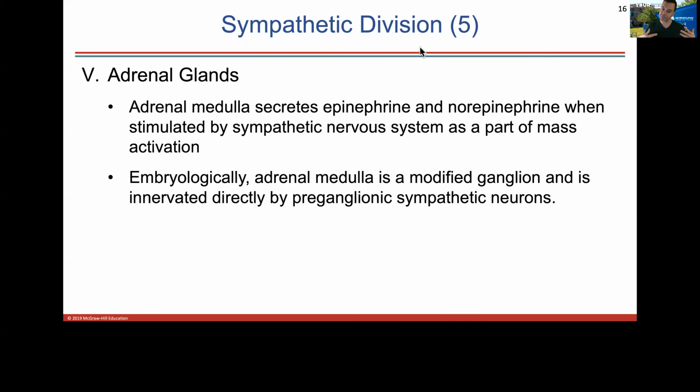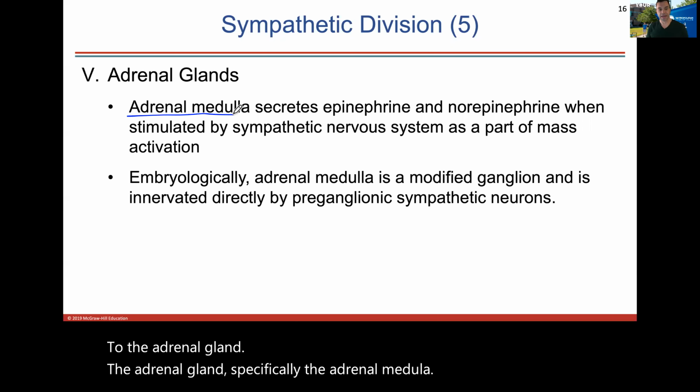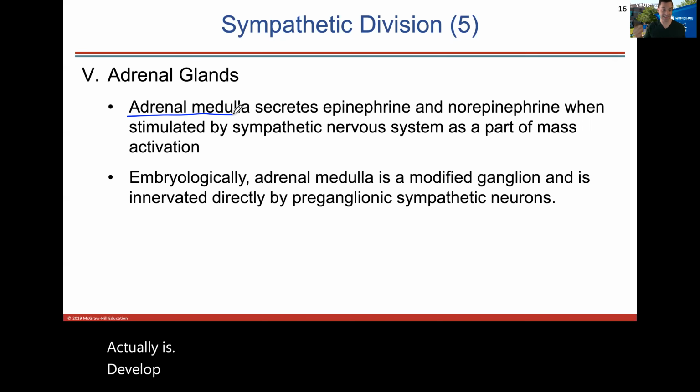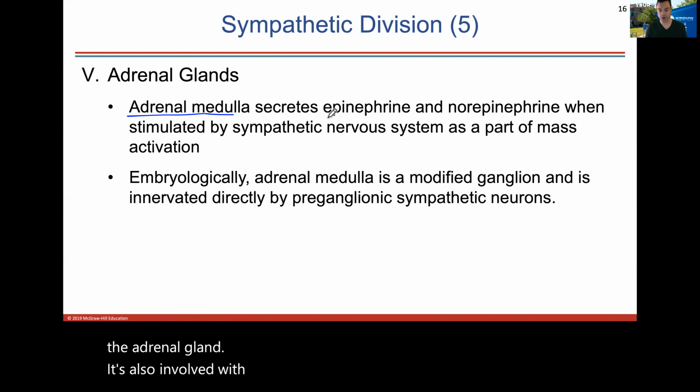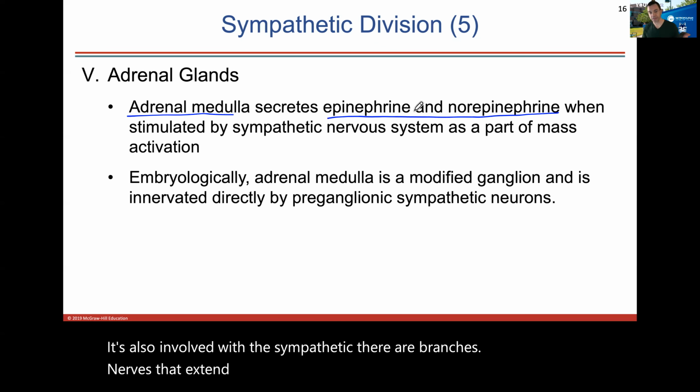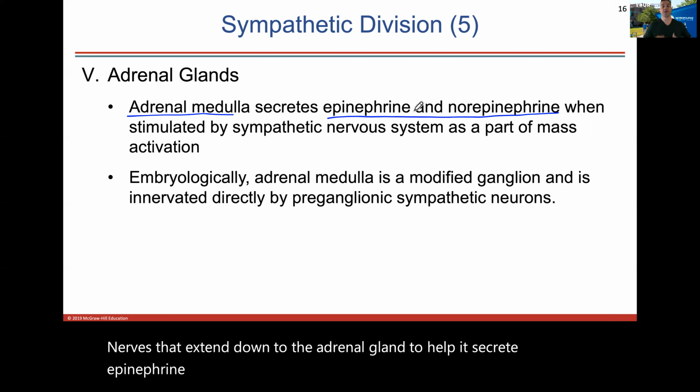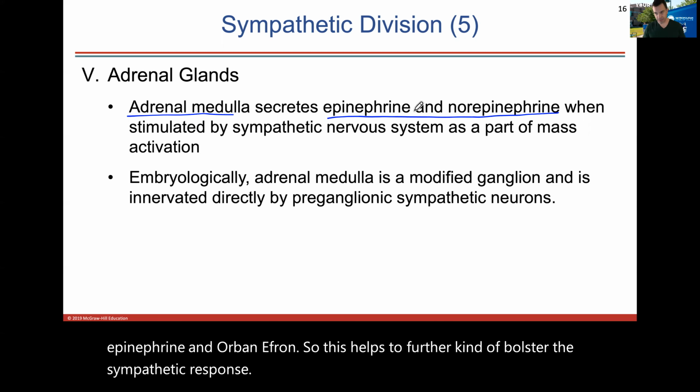From para to collateral to the adrenal gland. The adrenal gland, specifically the adrenal medulla, actually is developed embryologically in the same vein as these ganglia did. And so when it migrated down into where it sits right now, within the middle of the adrenal gland, it's also involved with the sympathetic. There are branches, nerves, that extend down to the adrenal gland to help it secrete epinephrine and norepinephrine. So this helps to further bolster the sympathetic response because of epinephrine and norepinephrine.